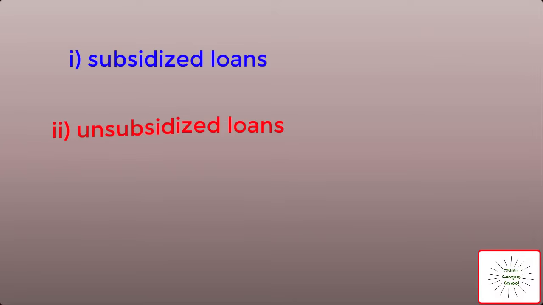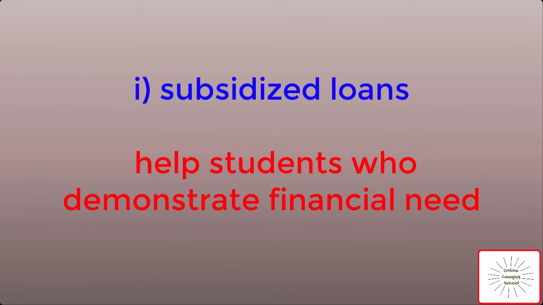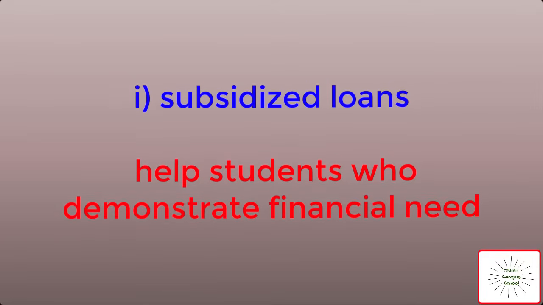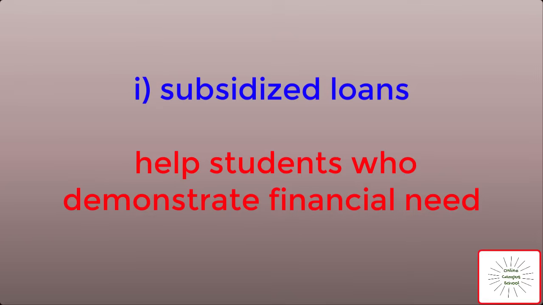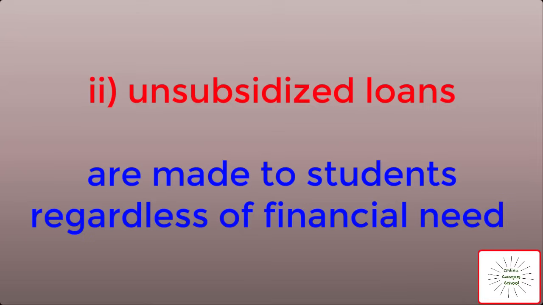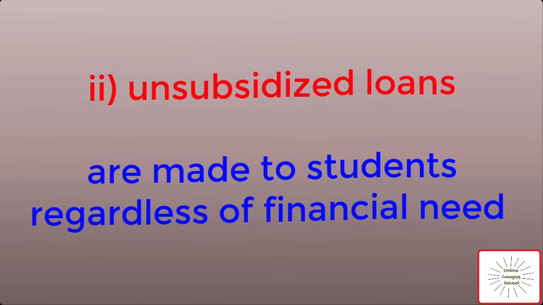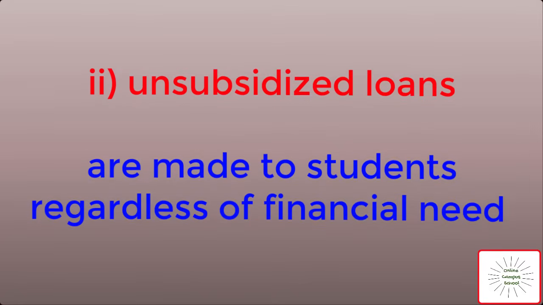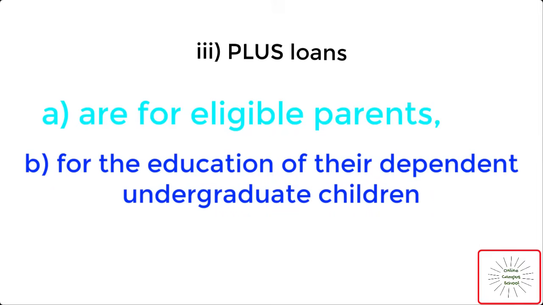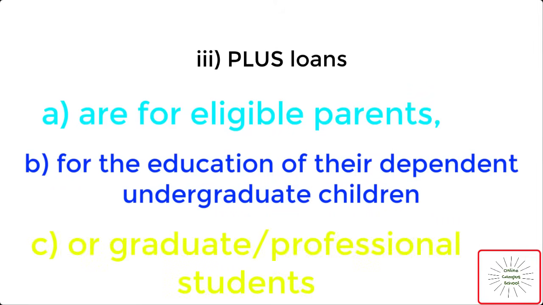Here the Department of Education offers some major types of federal student loans. This includes subsidized loans, unsubsidized loans and PLUS loans. Subsidized loans help students who demonstrate financial need, with the government subsidizing the full cost of the loans by paying interest on the loan while the student is still in school. Unsubsidized loans are made to students regardless of financial need but do not offer subsidized interest payments while in school. PLUS loans are for eligible parents for the education of their dependent undergraduate children, or for graduate and professional students.